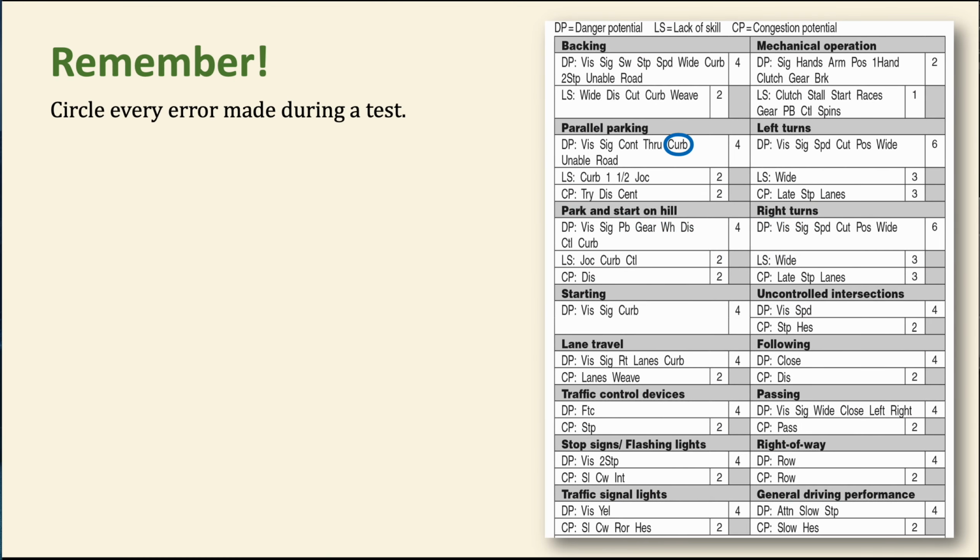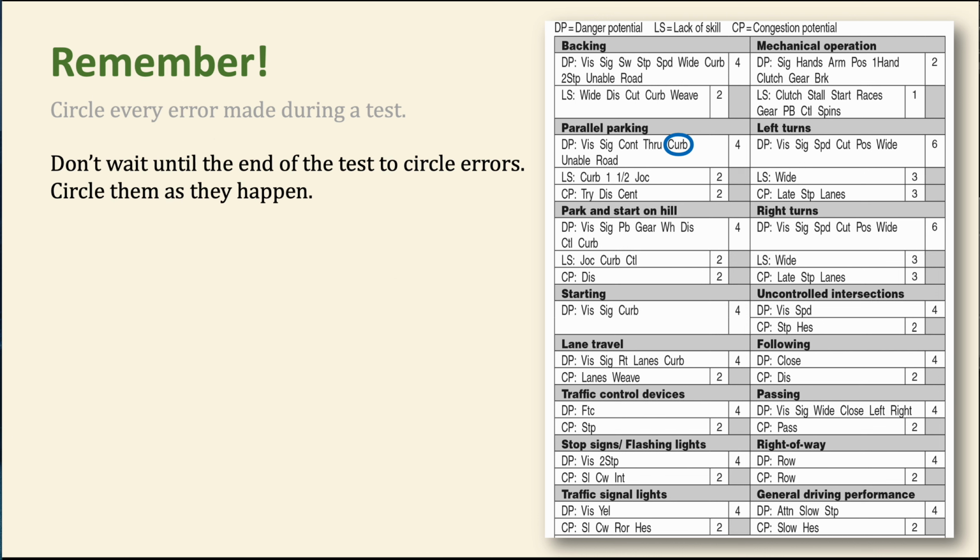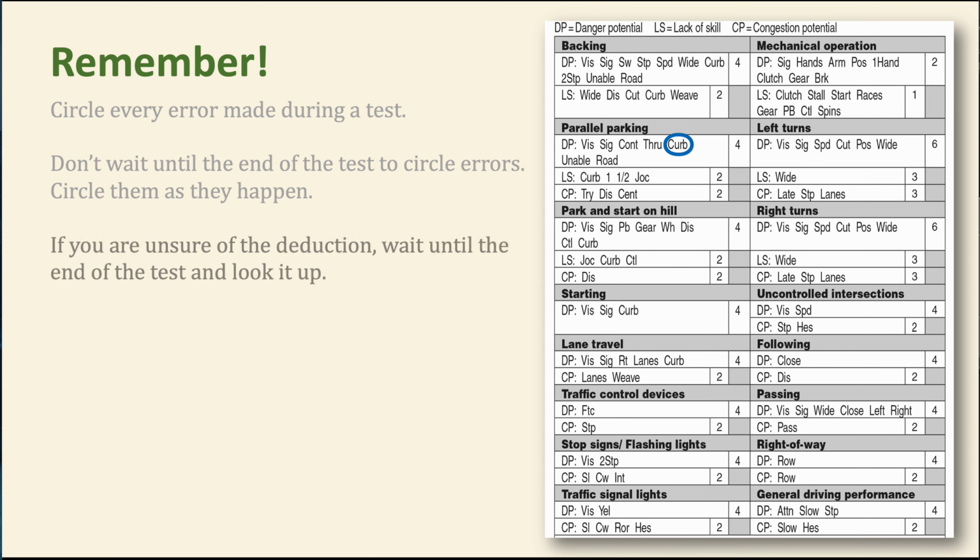All right, now remember, circle every error made during a test. Don't wait until the end of the test to circle errors. Score them as they happen. You'll forget. Memory studies show we remember the first things we did and the last things we did, and very little that happened in the middle.